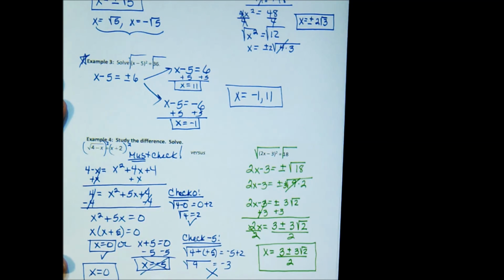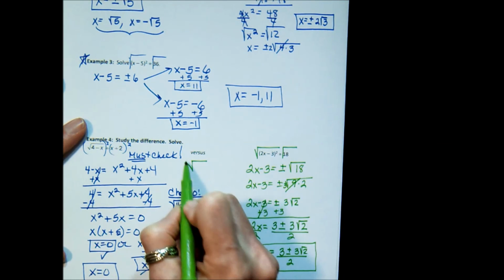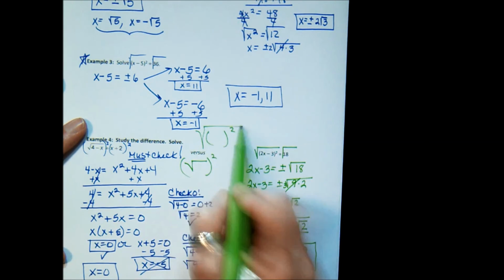So what you need to remember is, if you see a square root, the way you get rid of it is to square. If you see something that's been squared, the way you undo that is to take the square root.